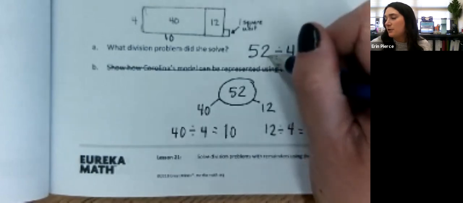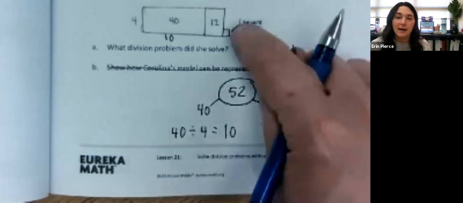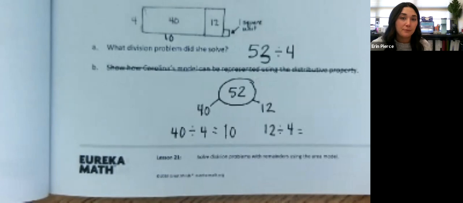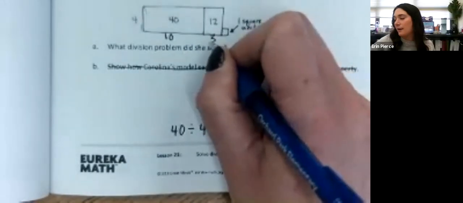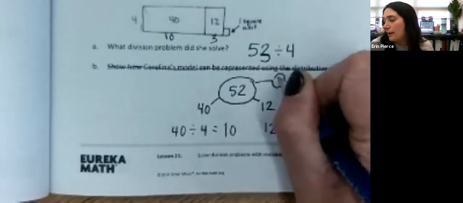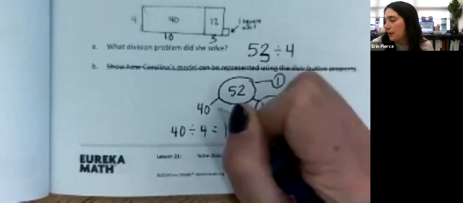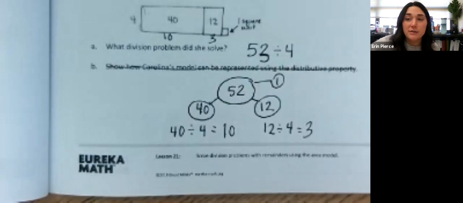Actually, she didn't do 52 divided by 4. She did 53 divided by 4. I forgot to add in that square unit. That's my fault. And then 12 divided by 4 will give us what? Owen? 3. Okay. So I would label 3 right there. And then over to the side, Carolina has one extra that she didn't divide out.